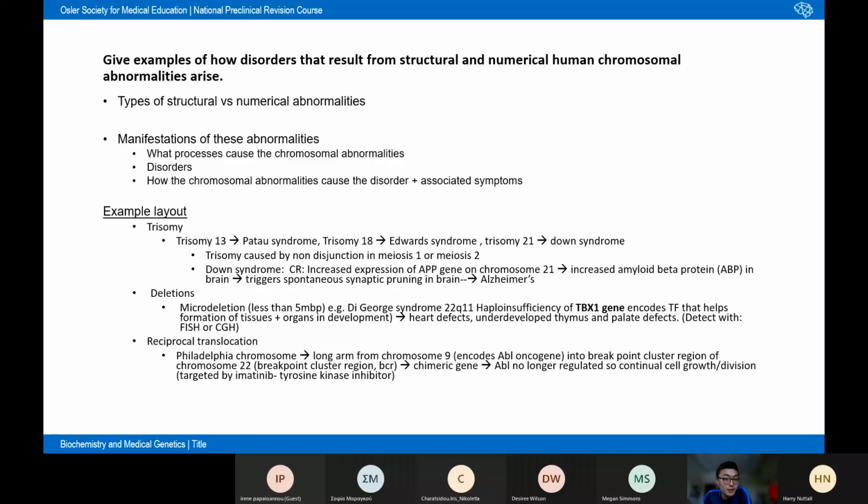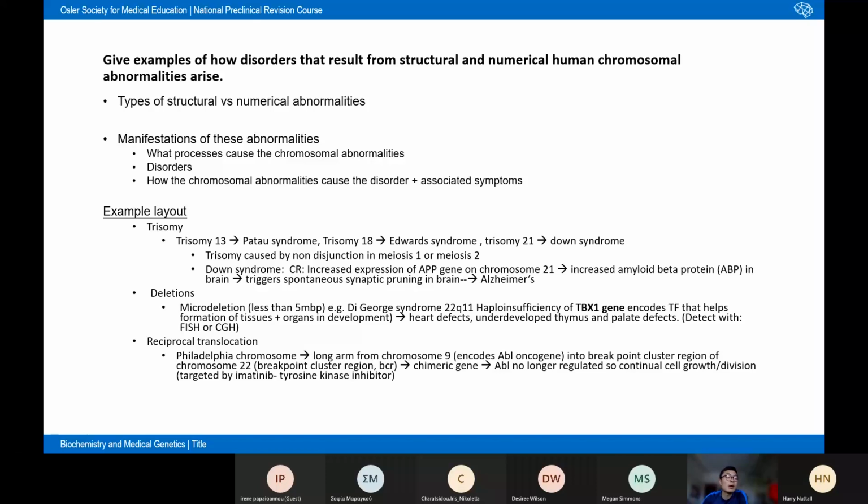And this can be elucidated by the fact that there's overexpression of the APP gene on chromosome 21 because we have an extra copy, and the APP gene leads to increased amyloid beta protein, and this triggers abnormal and aberrant synaptic pruning in the brain, so it leads to aberrant neuronal function and neuronal formation, and this can potentially elucidate the Alzheimer's seen in Down syndrome patients.